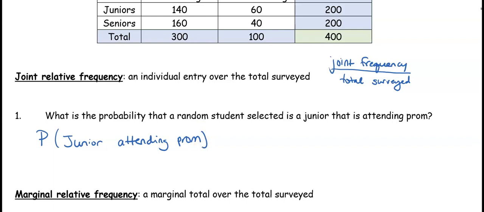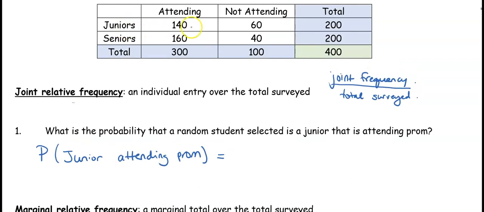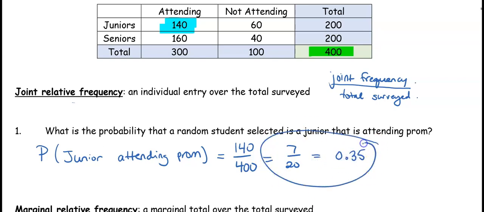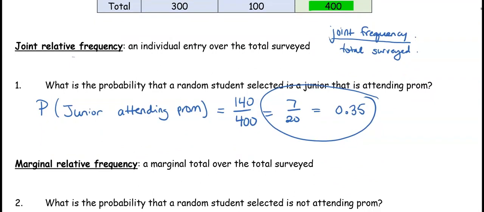We are looking for the joint relative frequency: joint frequency over total survey. So juniors attending prom. Let's see the juniors attending right here. That's our joint frequency. It is an individual entry in the table. Over total surveyed, we surveyed 400 people. So 140 over 400 reduces down to 7 over 20. So that's joint relative frequency. Again, that's one entry over the total.